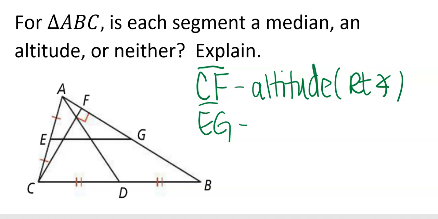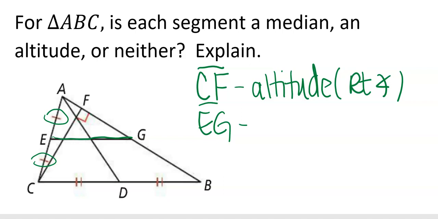Neither. Okay. And it is neither. I can see where you wanted to do median, because when you look at EG, it cuts this in half, doesn't it? But what were those called when they went straight across? They were not median, they were mid-segment. So EG is really a mid-segment. The reason is because it doesn't go to the angle on the opposite side.